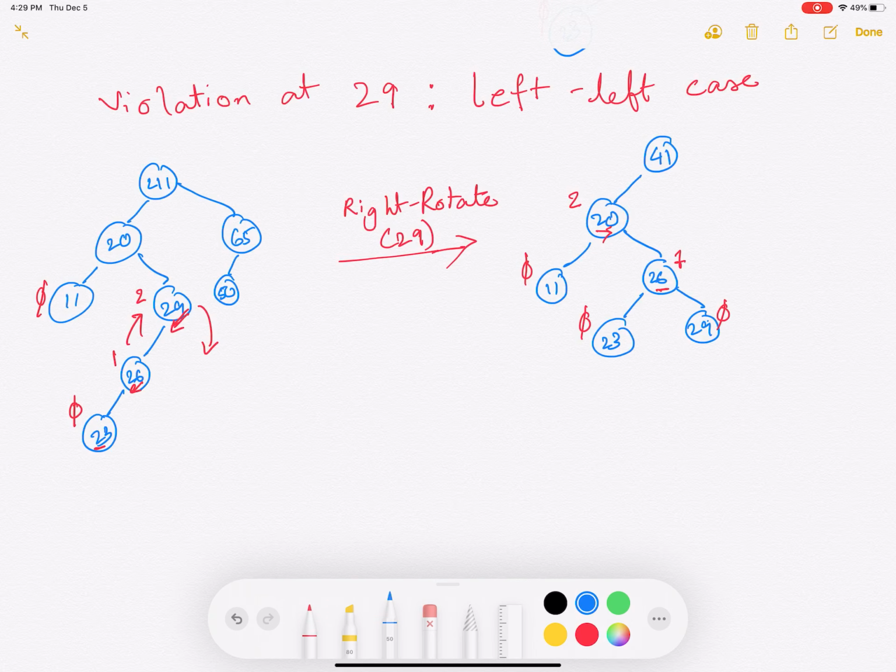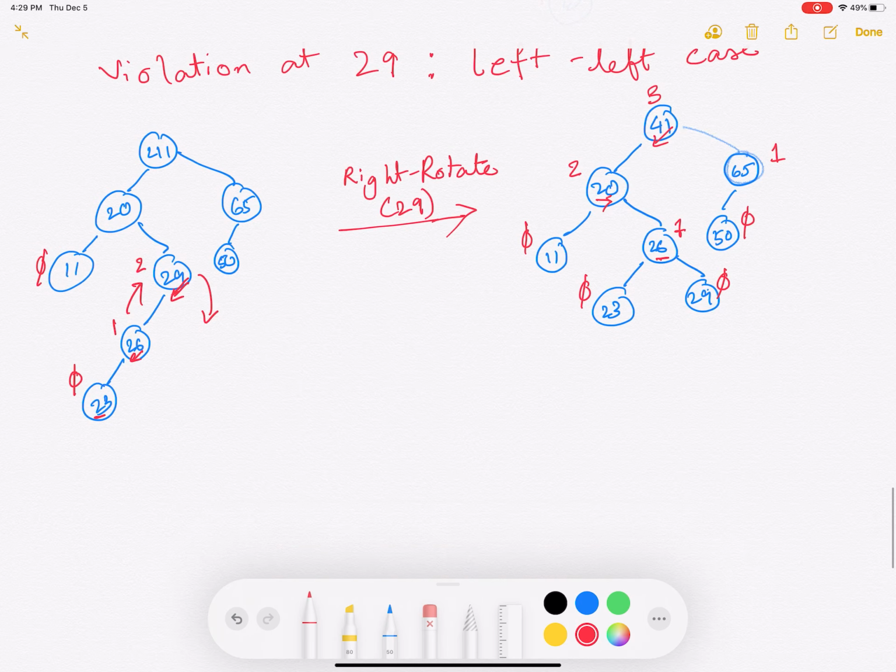Now look at the other nodes here, 65 and 50. Nothing has changed in those nodes. Their heights are anyway going to remain exactly the same. And just fixing this single rotation fixes the tree. So once this violation is fixed, there are no other violations higher up in the tree. So this is the left case.